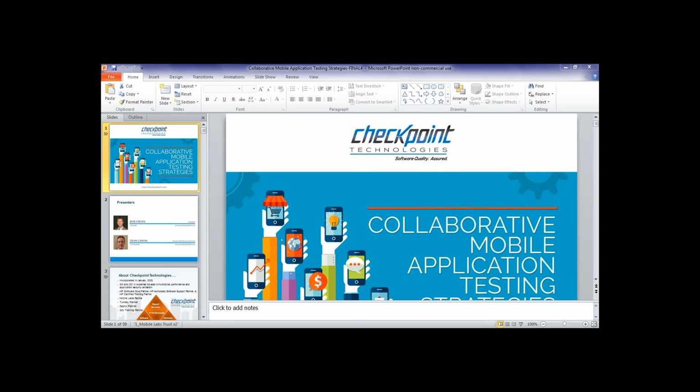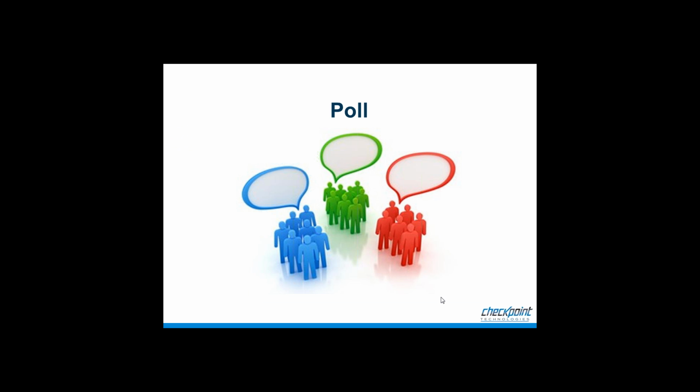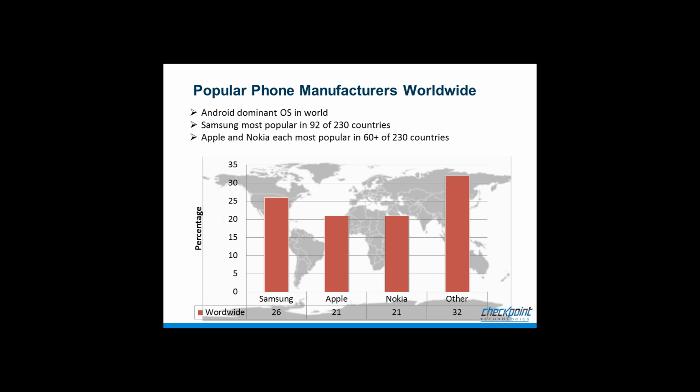What we probably should have done is given one other choice, and that other choice would be "it depends." Because when we take a look at the different phone manufacturers and the different phones used worldwide, take a look at this slide and you'll notice that Android is a dominant operating system in the world. Samsung is the most popular in 92 of 230 countries. But take a look at the last bullet. Apple is not necessarily the most popular worldwide. Apple and Nokia each are the most popular in 60 plus countries out of 230 throughout the world.